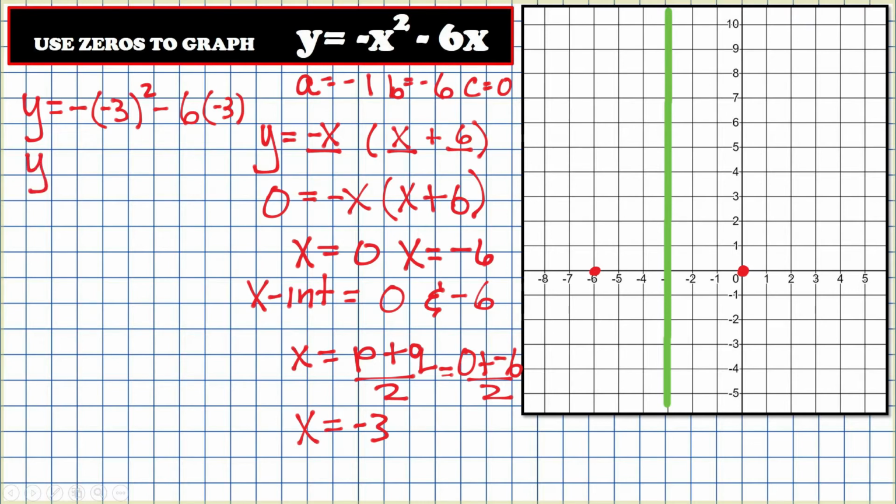So I have y equals negative 9 minus 6 times negative 3. Now that I've done the exponents, I'm going to take care of the multiplication. So y equals negative 9 plus 18. And negative 9 plus 18 is 9. So the y coordinate of my vertex is 9. So if I go 3 to the left and up 9, that is where my vertex will be. So now that I have 3 points, I'm going to draw a smooth parabola that goes through all 3 points.